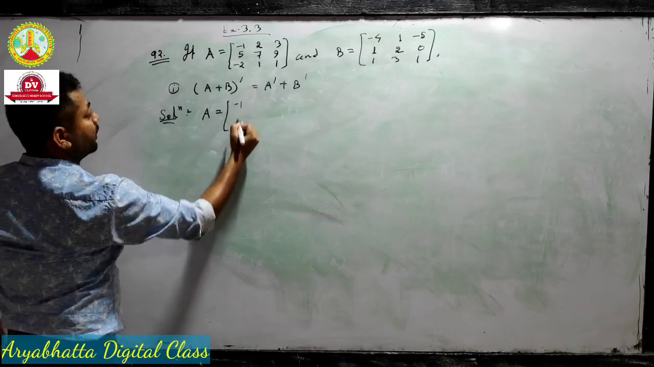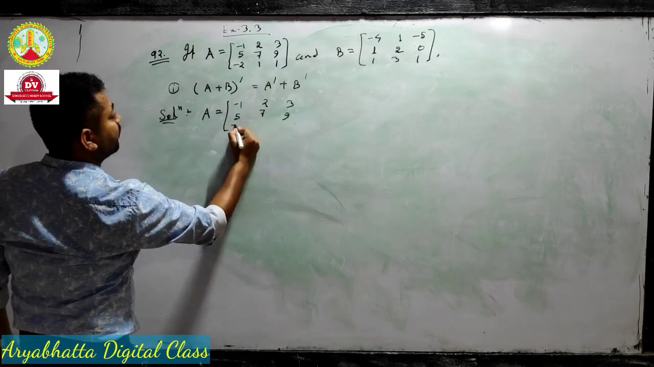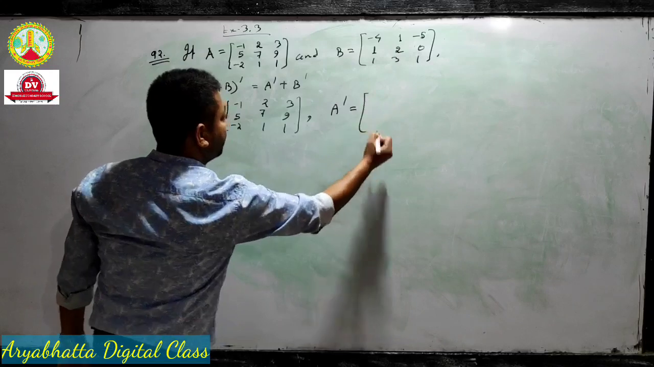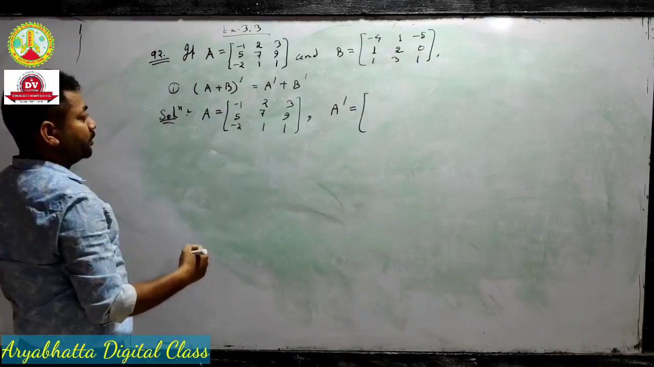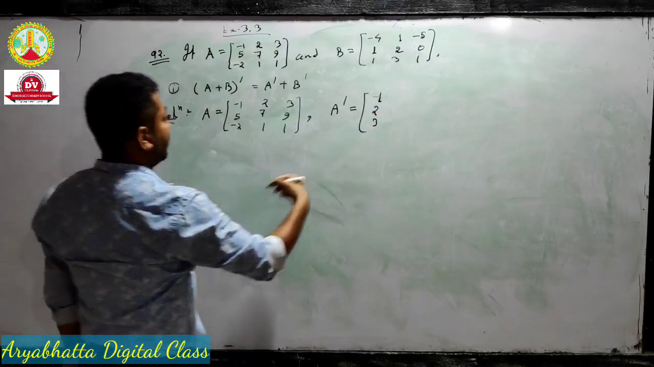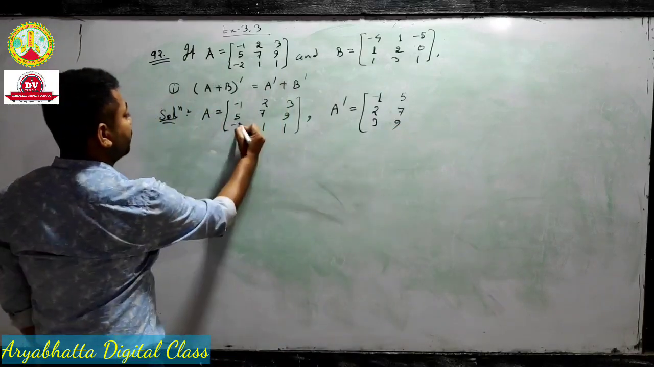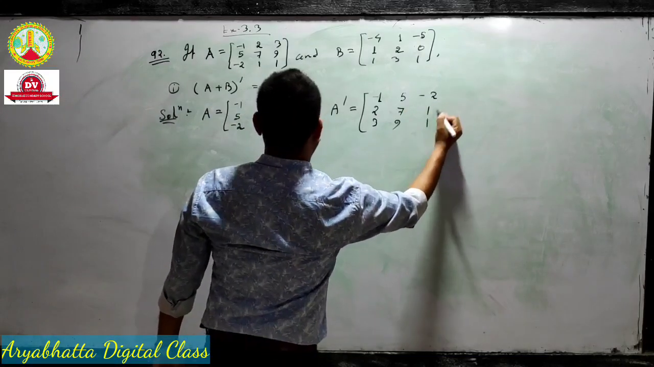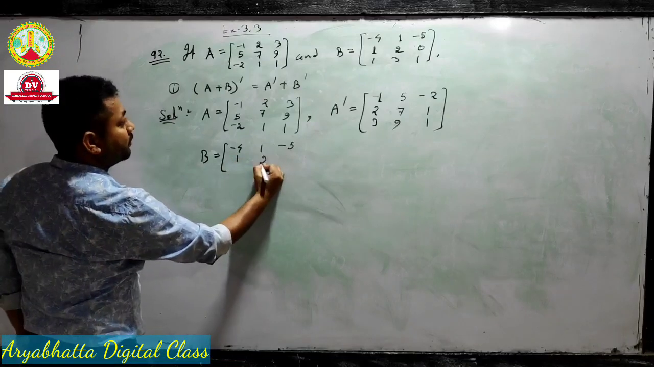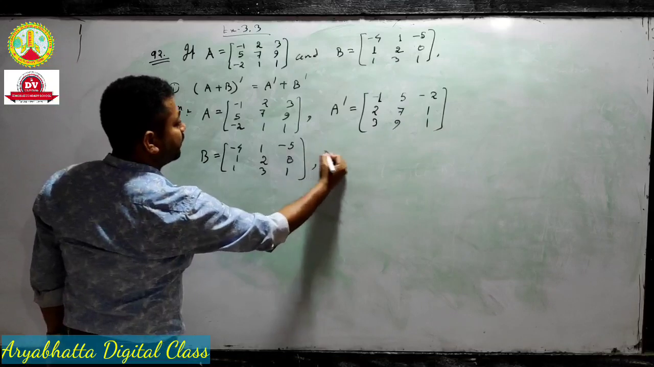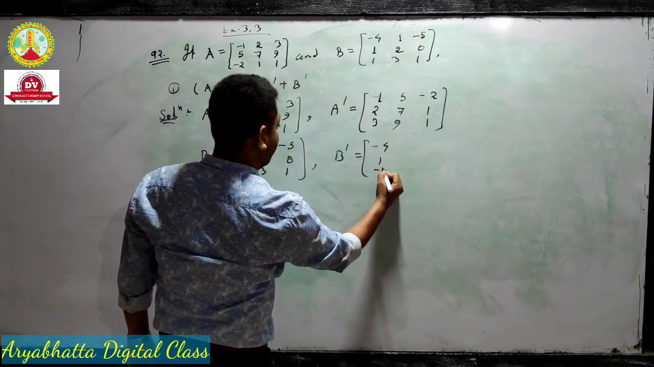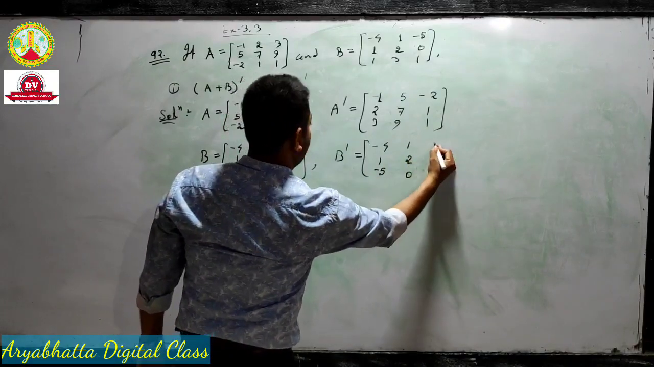A equal to minus 1 2 3, 5 7 9, minus 2 1 1. Then A dash equal to, we have the first row interchange with first column, minus 1 2 3. The second row interchange with second column, then we have 5 7 9. The third row interchange with third column, then we have minus 2 1 1. Next, B equal to minus 4 1 minus 5, 1 2 0, 1 3 1. Then B dash equal to, we know that the first row interchange with first column, then we have minus 4 1 minus 5, and so on, 1 2 0, 1 3 1.